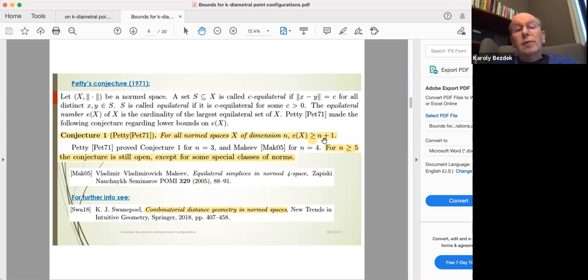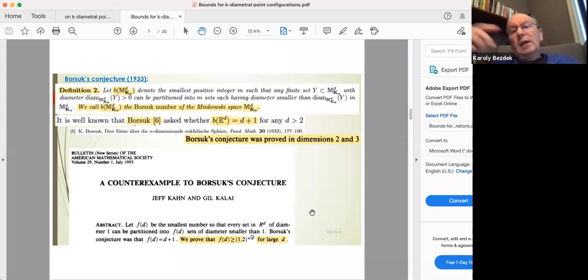And interestingly enough, this elementary question seems like a deep question. In dimension 3, it has been proved in 2 as well by him. And then Makayev proved it for 4-dimensional spaces. And we know a couple of other results, which I'm not citing here, for other norms, special norms. So there is this nice survey article of Swanepoel, which gives quite an overview on the status of this conjecture of Petty.